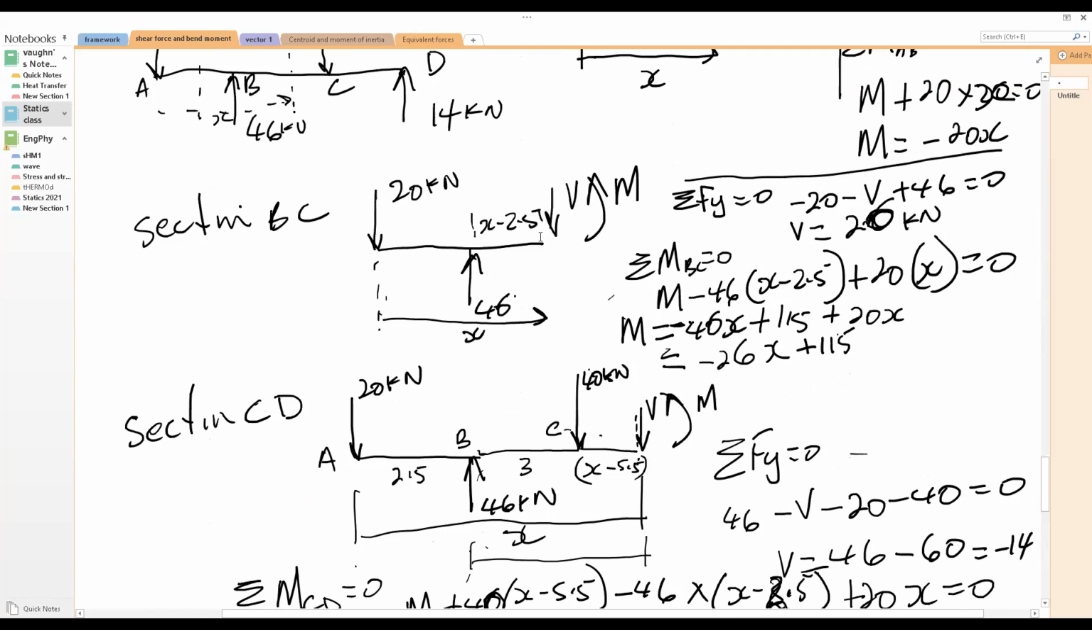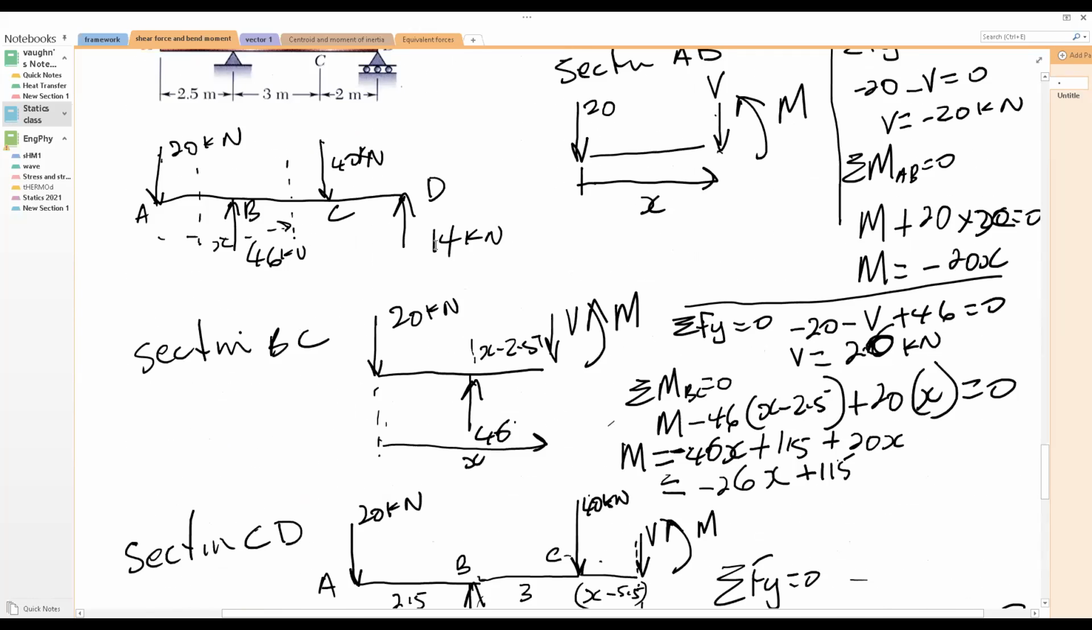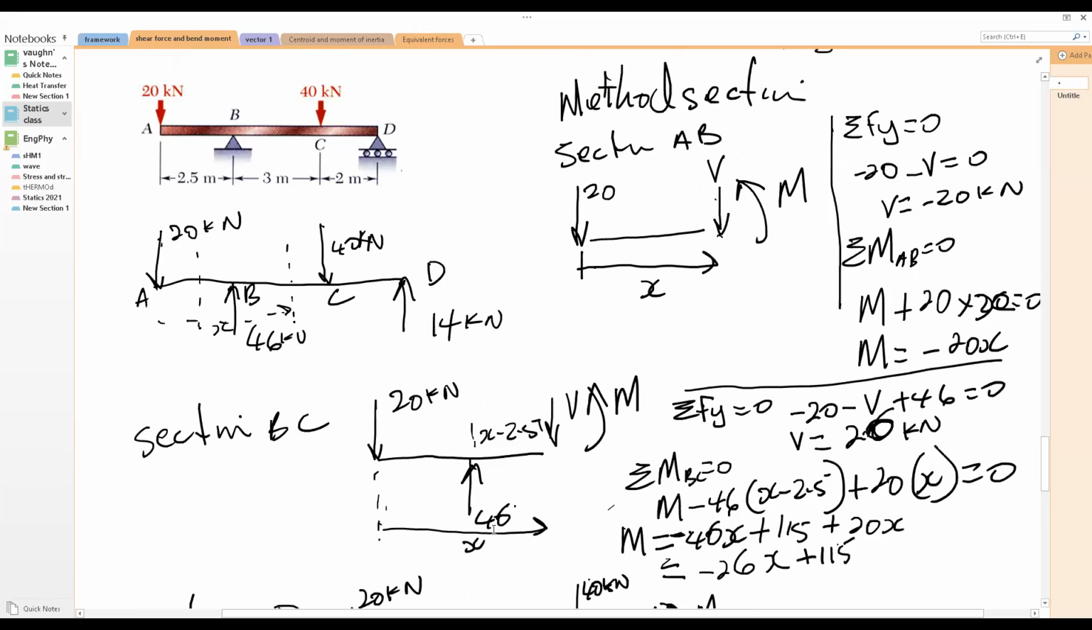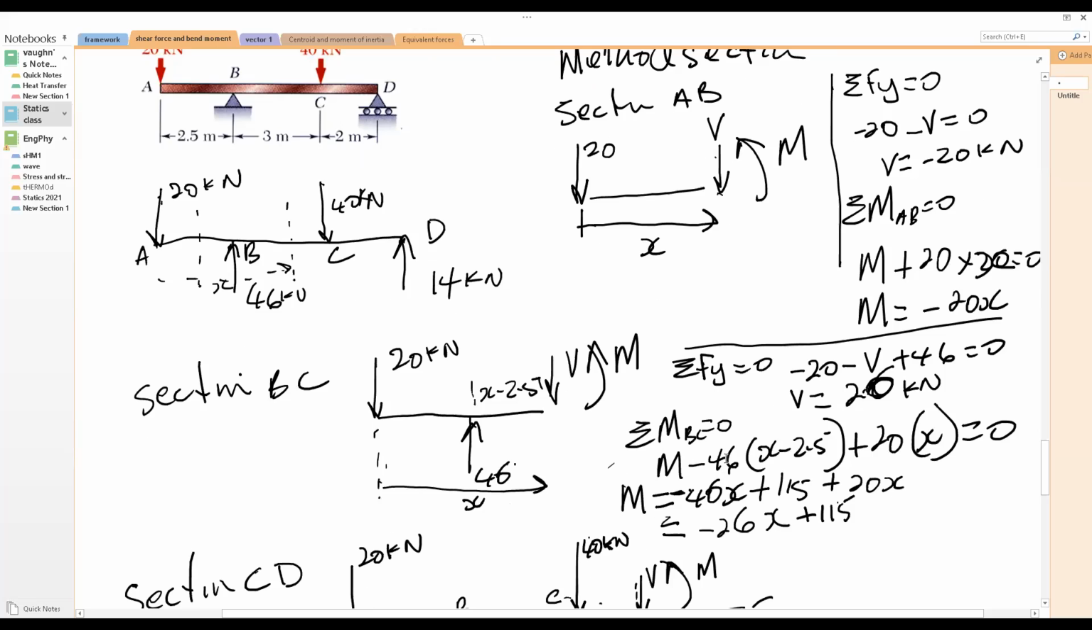At this point, I want to double check here. We said M minus 46, and what was the distance here? The distance was 2.5, and down here was x. Let's see if we had transposed that correctly. So this was 46 times x minus 2.5, plus, where is this 20x? We had a 20x coming over here, which was a positive. This moment was clockwise, so we got x minus 2.5.